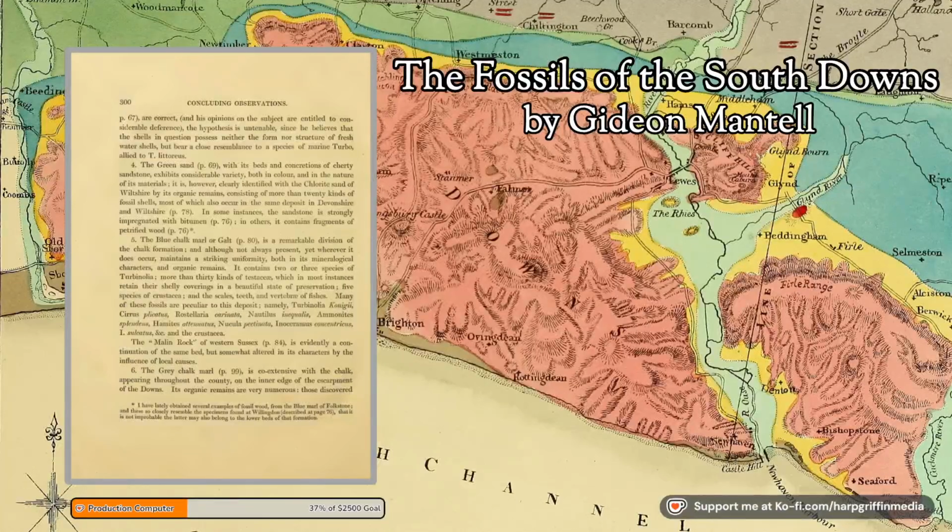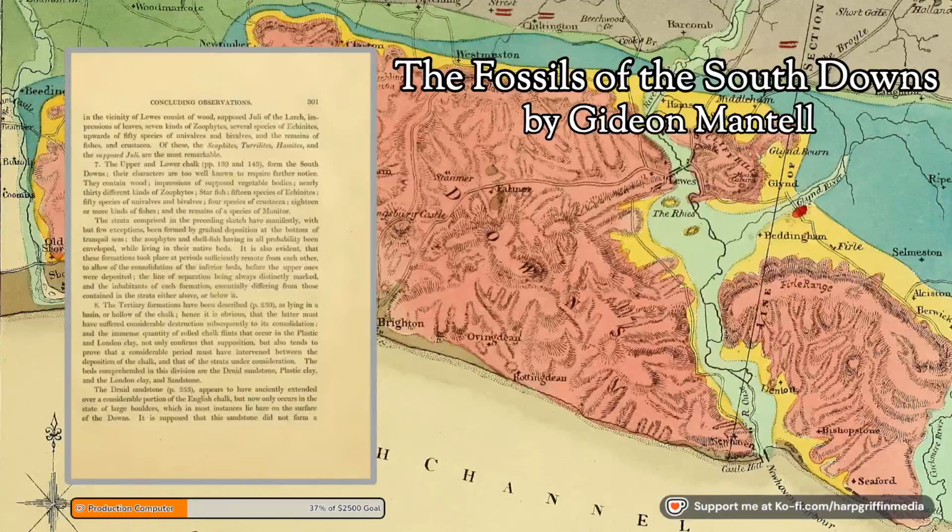The Malm Rock of western Sussex, page 84, is evidently a continuation of the same bed, but somewhat altered in its characters by the influence of local causes. 6. The grey chalk marl, page 99, is coextensive with the chalk, appearing throughout the county, on the inner edge of the escarpment of the downs. Its organic remains are very numerous. Those discovered in the vicinity of Lewes consist of wood, supposed julii of the larch, impressions of leaves, 7 kinds of zoophytes, several species of echinites, upwards of 50 species of univalves and bivalves, and the remains of fishes and crustacea. Of these, the scaphites, turrilites, hamites, and the supposed julii are the most remarkable.